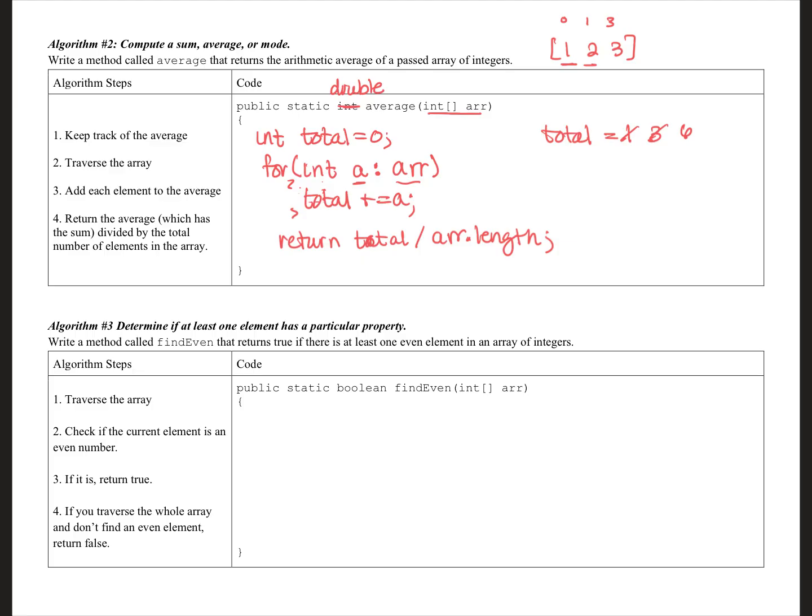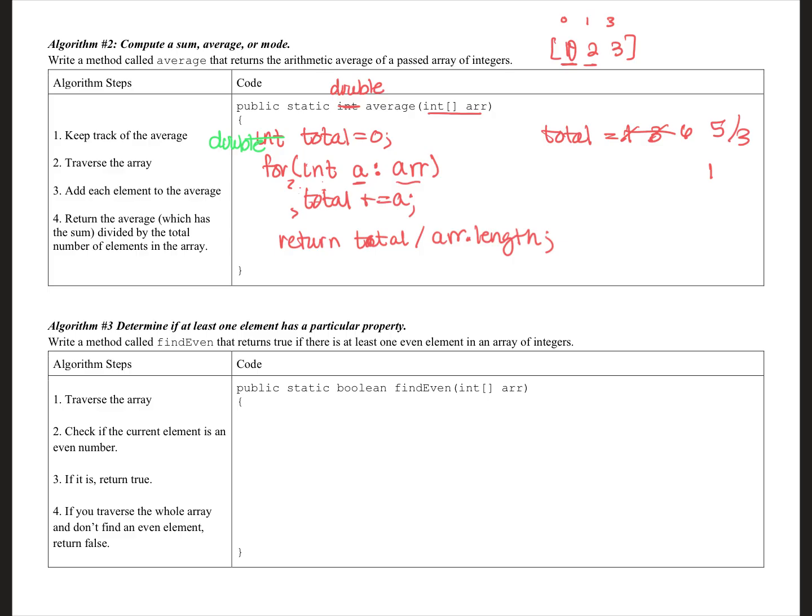When we divide an integer by an integer, you're going to have integer division. So right now this is not going to work, because if my total here was 5 and I have 3 elements, it's going to return 1. Okay, so I've got to change some things. There are a couple ways we can do this. We can either change this to a double, because once you have one double, it'll carry up.